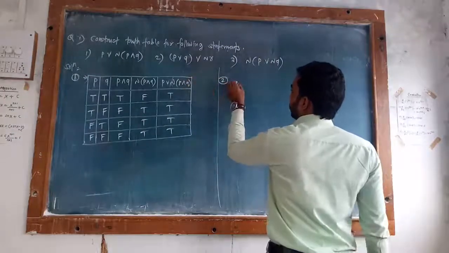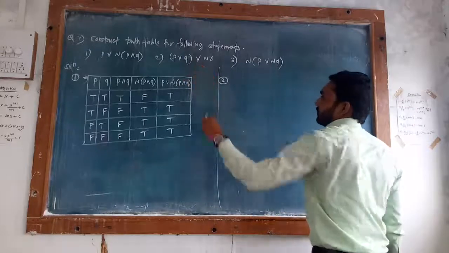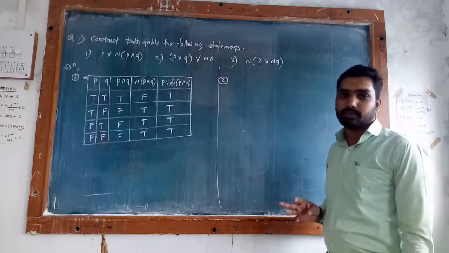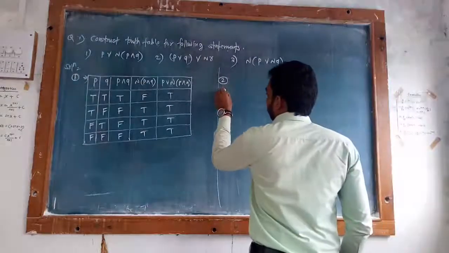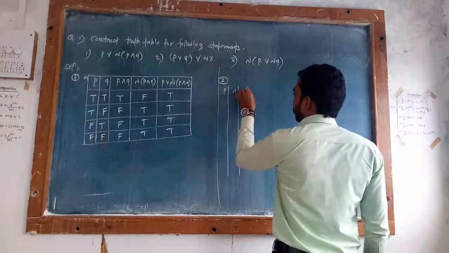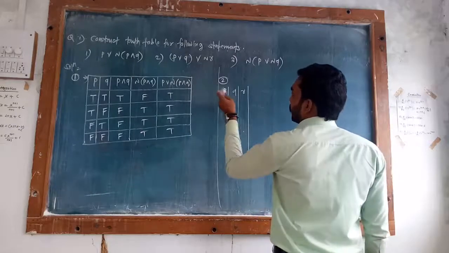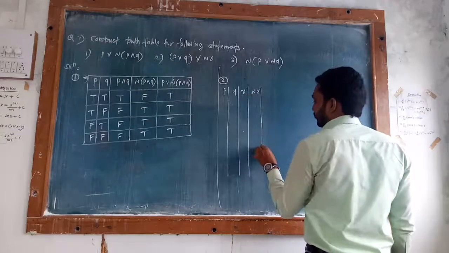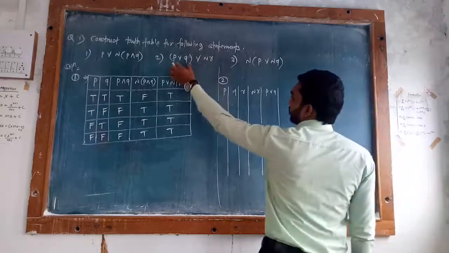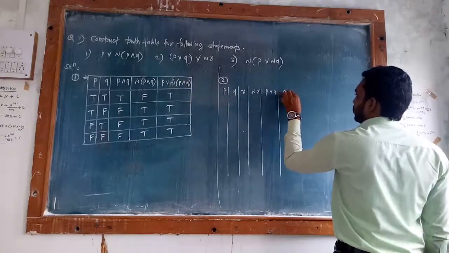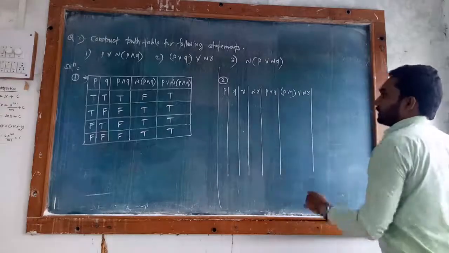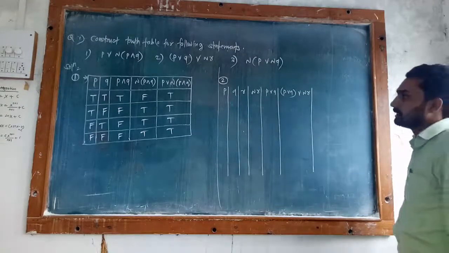Second one. What is the second one? That is (P or Q), again inside bracket complete, or with negation R. That means there are three propositions P, Q, R, so 2 raised to 3, that is 8 rows. Construct the table: first column for P, second column for Q, third column for proposition R, next column for negation R, next column for P or Q, and next column for (P or Q) or with negation R. So this is a truth table containing 8 rows and 6 columns.